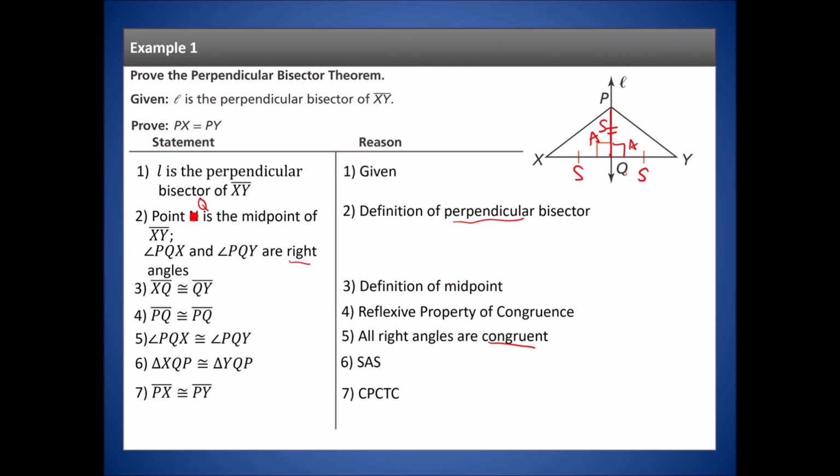And then, because those two triangles are congruent, that also means that this side of this triangle, PX, which corresponds to PY, has to be congruent as well, by the congruent parts of congruent triangles are congruent, CPCTC. And now that we know those are congruent, we know these two segments have to be equal. So that means PX is equal to PY, and that's by definition of congruence.